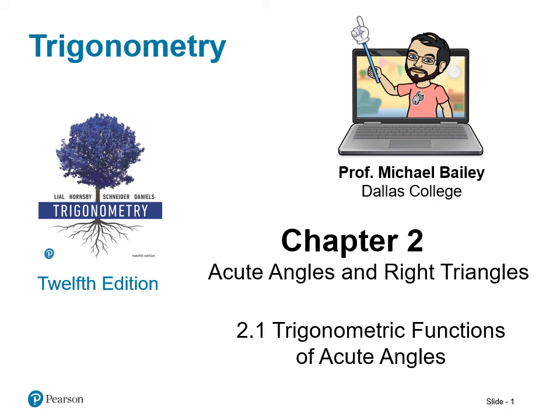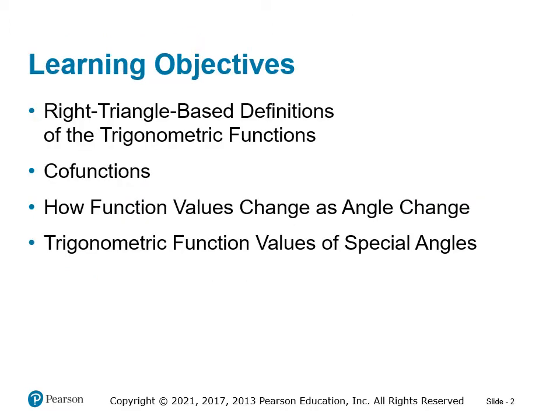Today we're looking at Chapter 2. We're starting Chapter 2, specifically looking at the trig functions with acute angles. Very important lecture here, some great insight and some measurements that you need to know. We're going to be looking at using the right triangle-based definitions of the trig functions and broadening those out. We're going to be looking at cofunctions, how function values change as the angle changes, increases or decreases, and then specifically trig function values for special angles. Okay?